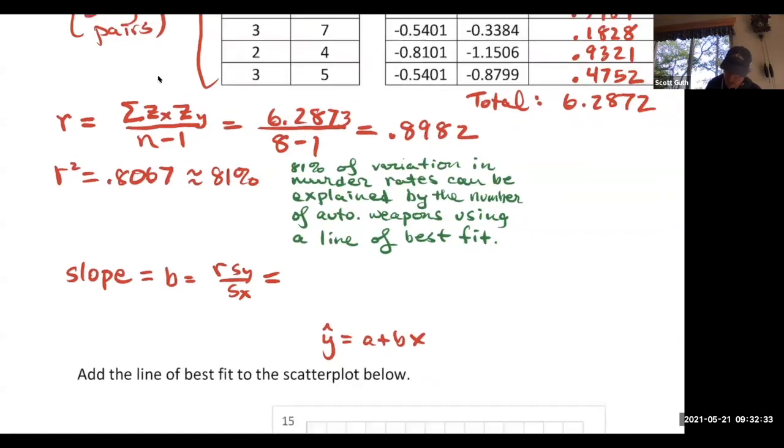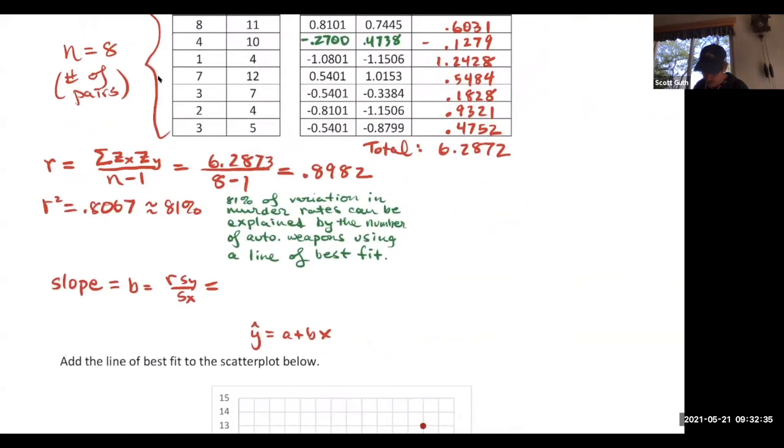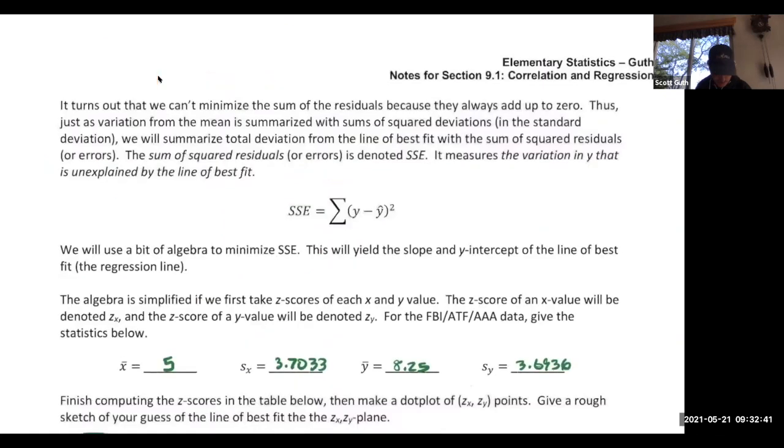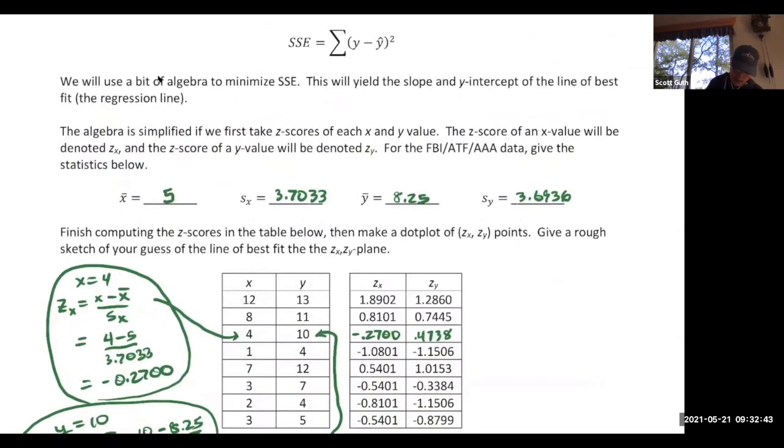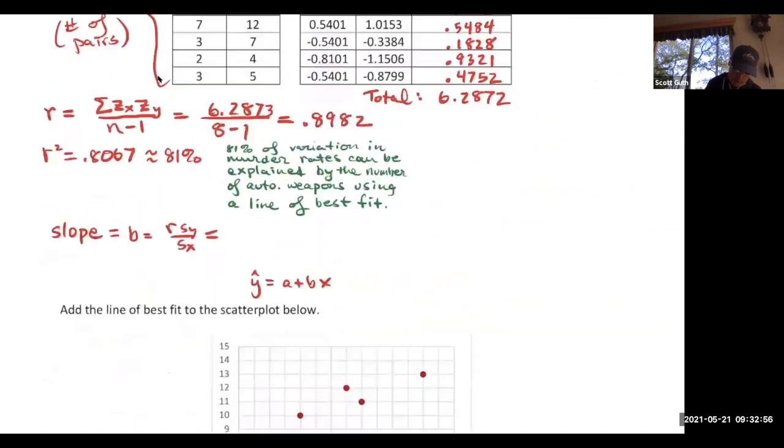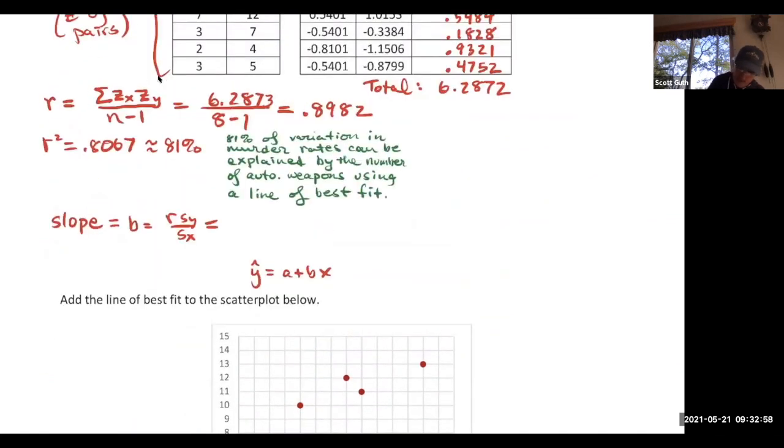Anyway, I have to go back and grab all the statistics we had, so I'm going to jump back here. I think, I'm not sure, here they are. X bar, SX, Y bar, SY. So I'm going to copy all these down to that page. Somewhere I'll squeeze them in.